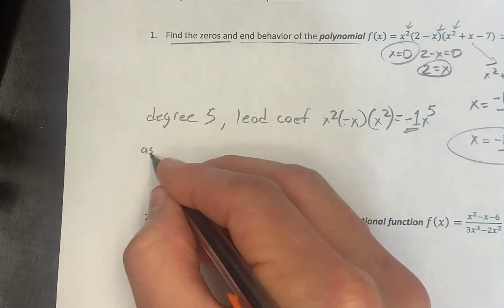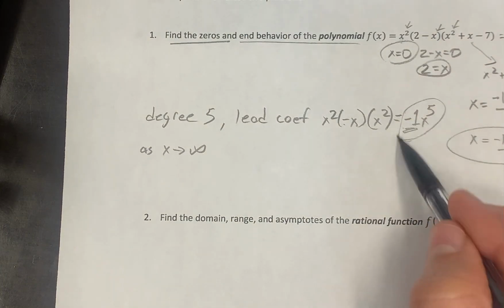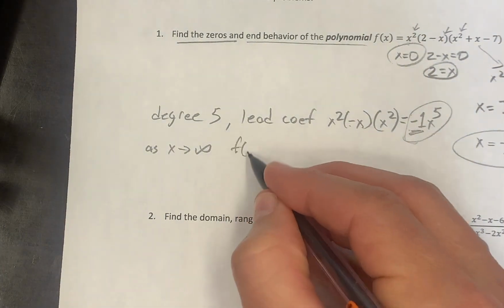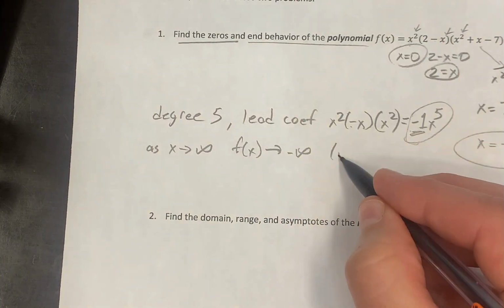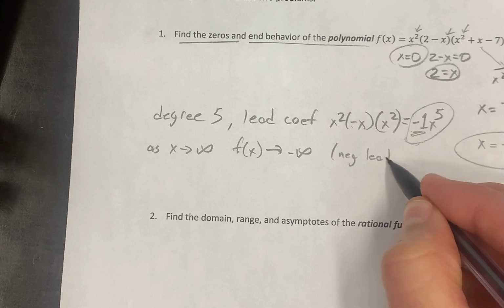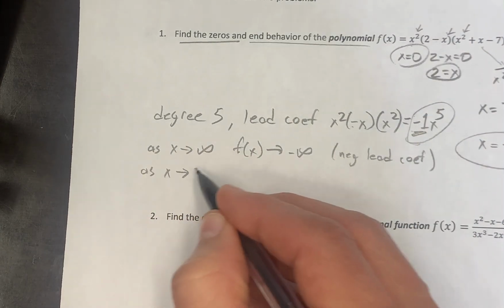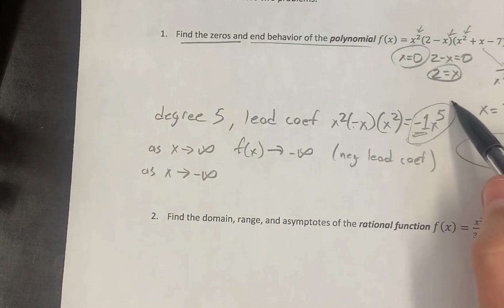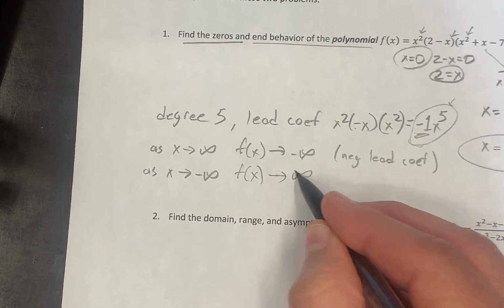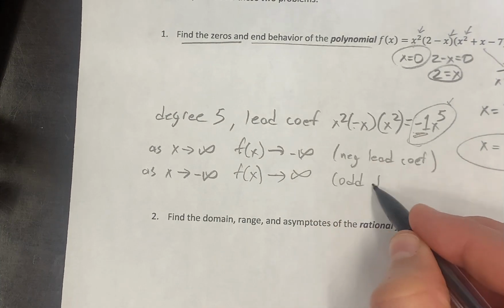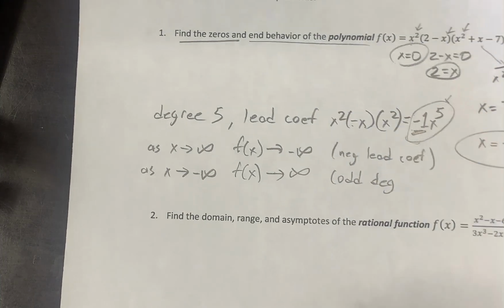So as x goes to infinity, if this is the term that really matters the most, f of x is going to go to negative infinity because there's a negative lead coefficient. As x goes to negative infinity, as it goes the other direction, this is an odd degree, so this is going to go in the opposite direction. Odd degree, right? If you add an odd number of negatives, it will go a different direction.